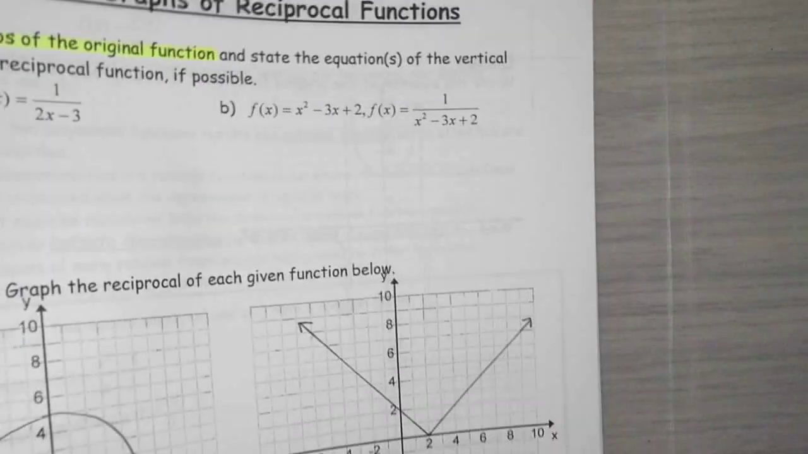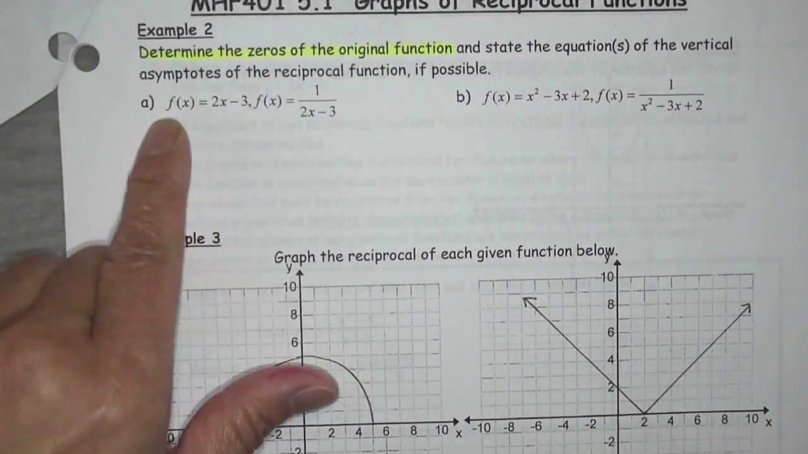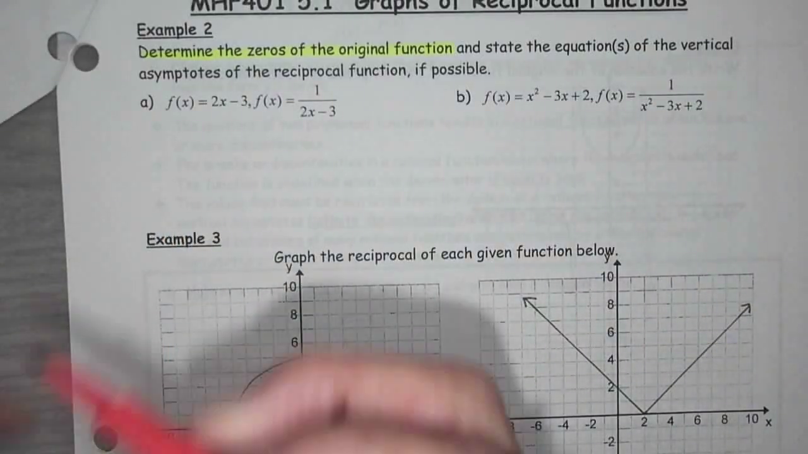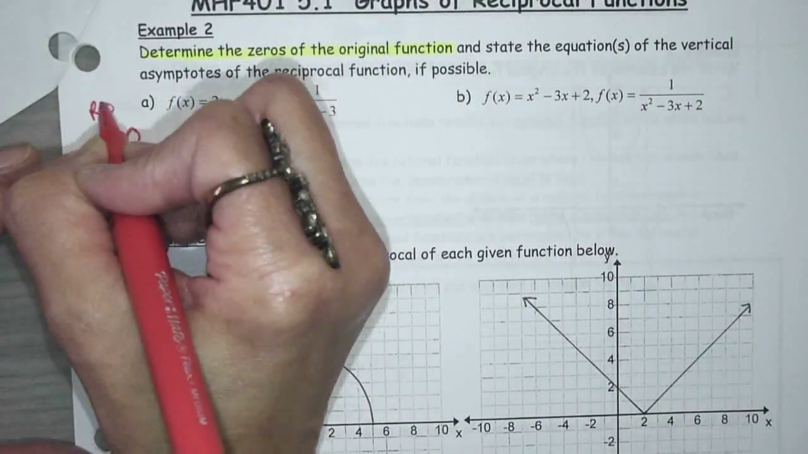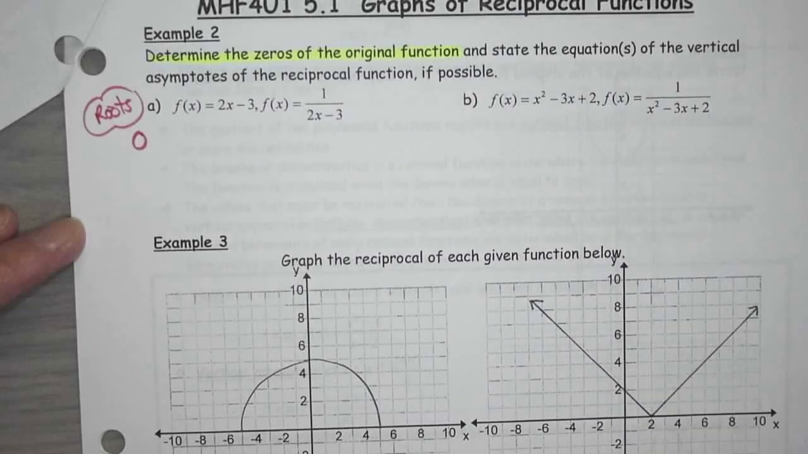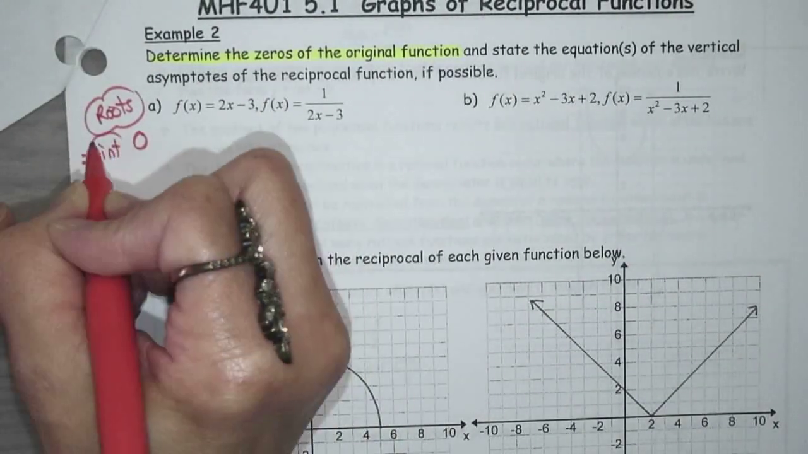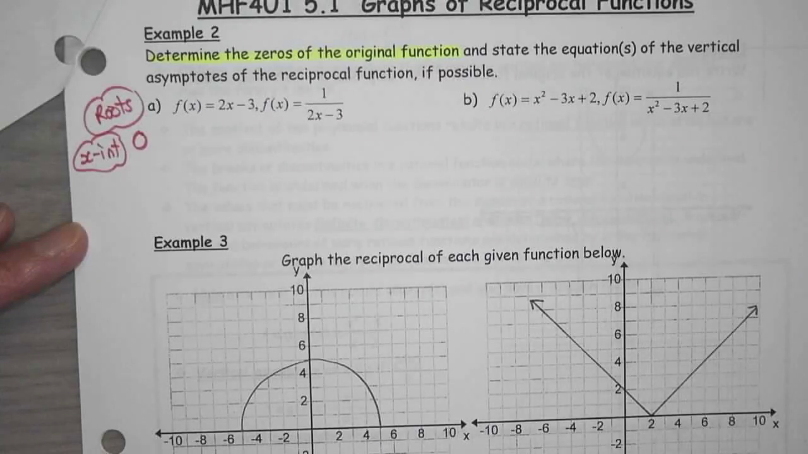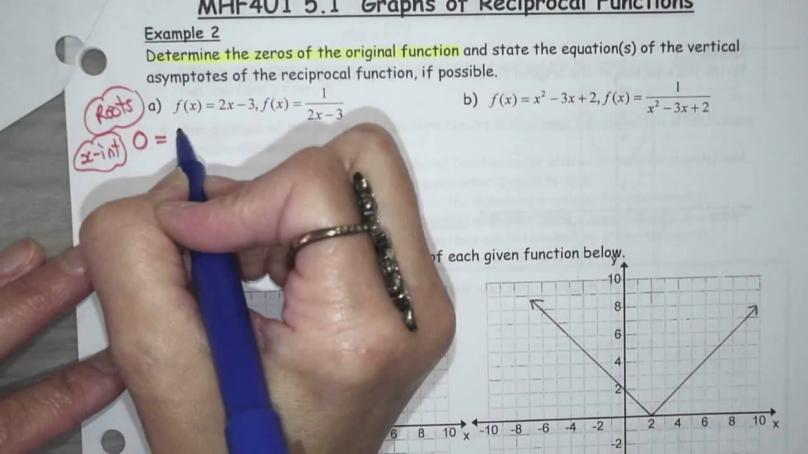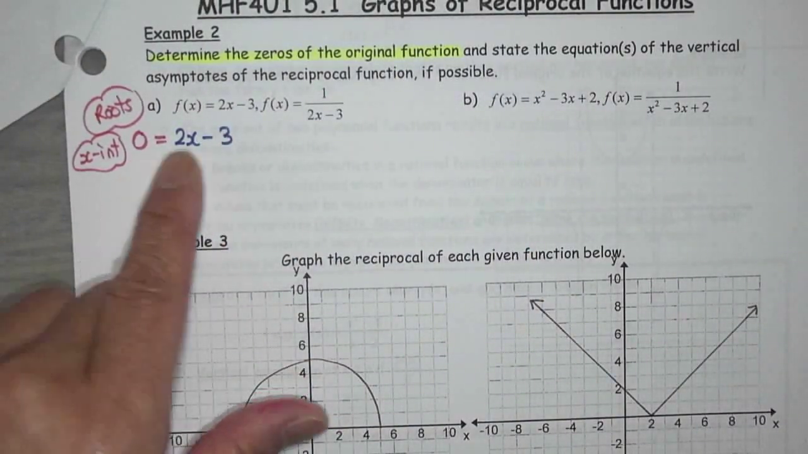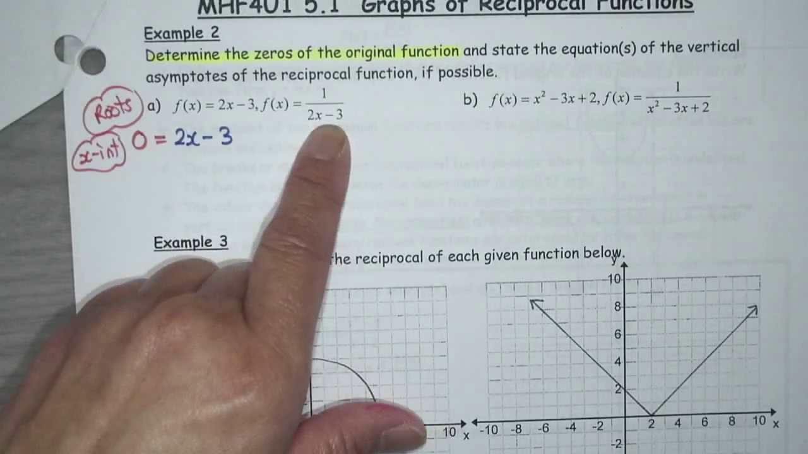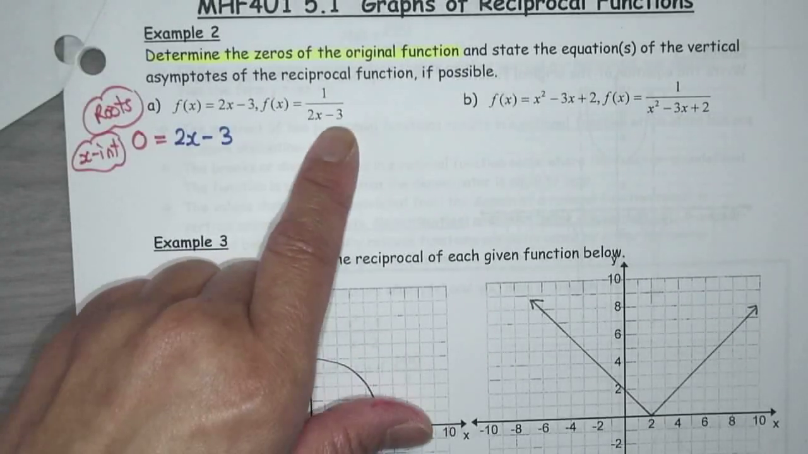If I give it to you without the graph, you're going to take the original function and set it equal to 0. What are you finding? You're finding the roots, or the x-intercept. Wherever the original function equals 0, that will be the vertical asymptote of the reciprocal. Does that make sense? That'll give you the 0 of the denominator of the reciprocal.